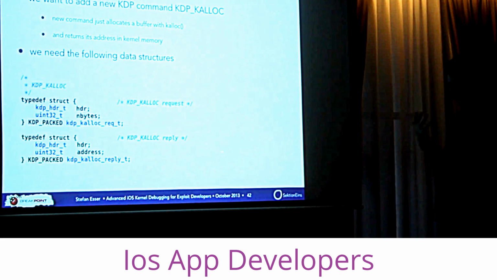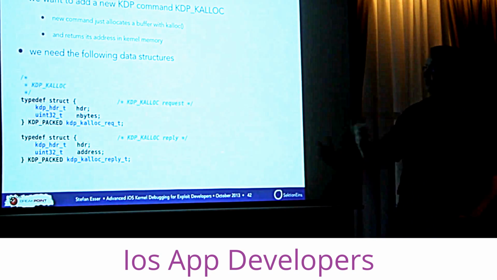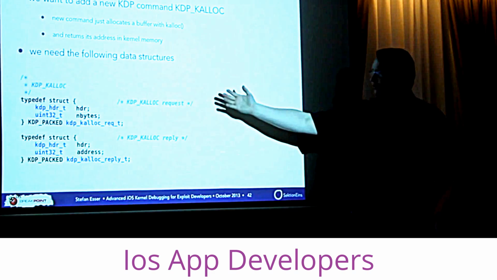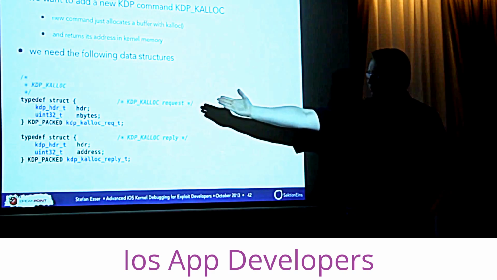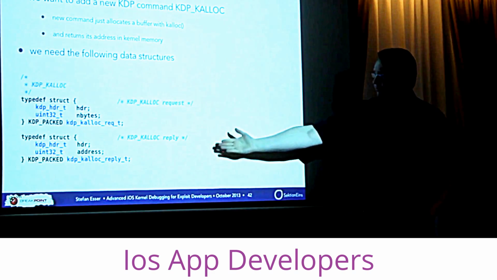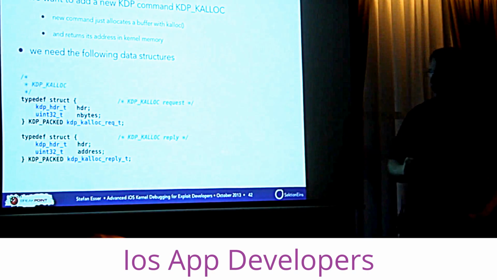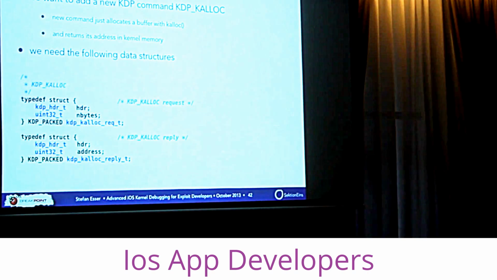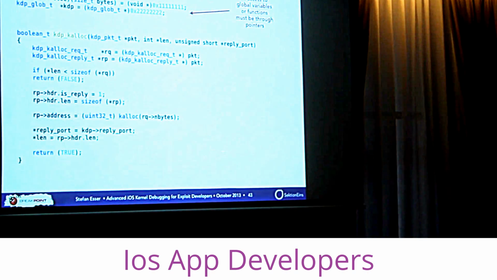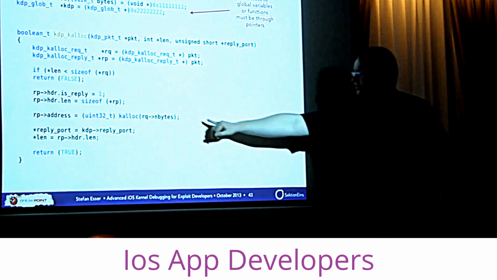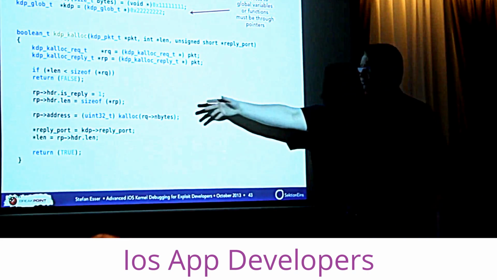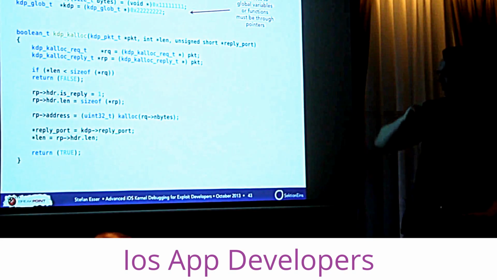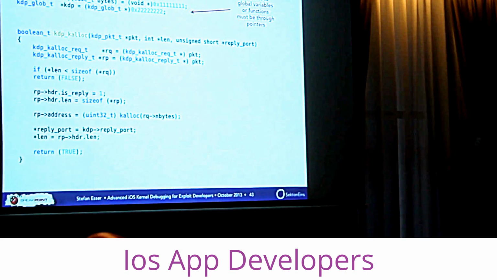Yeah, and so in order to implement our feature, we just need these data structures. So we want to allocate something, so we have to tell it how many bytes. And the return, of course, we want to get the address that was allocated. So that's very simple. Then we can implement that, which will look like here. You see, we just return this here and everything is fine. Yeah, only one problem here.